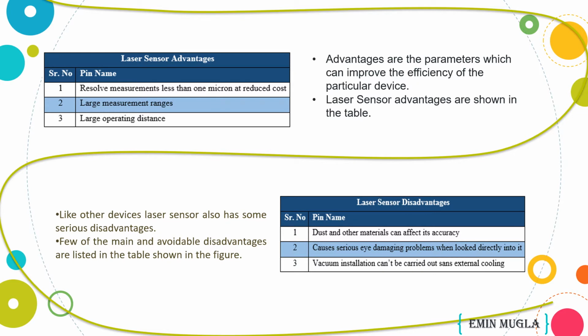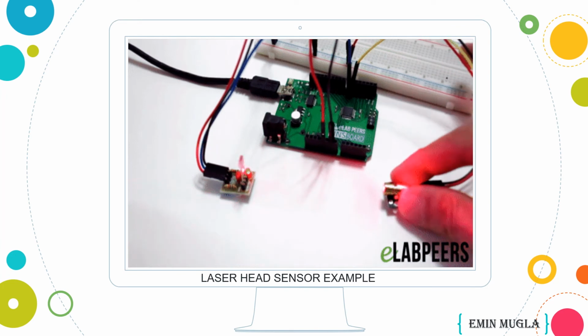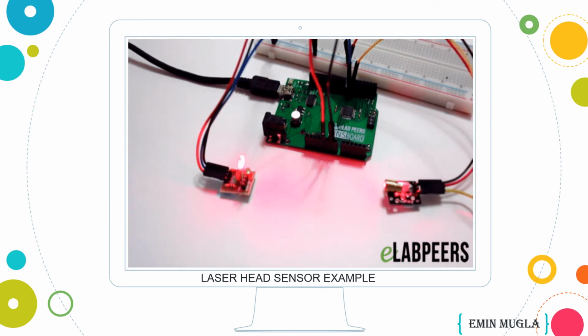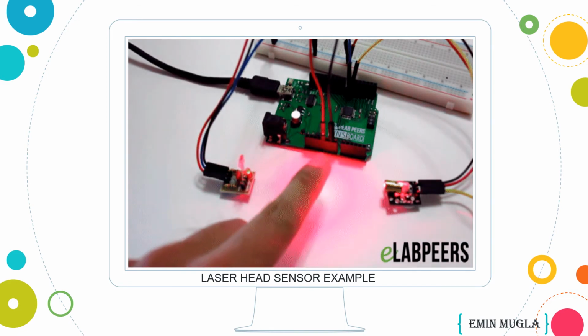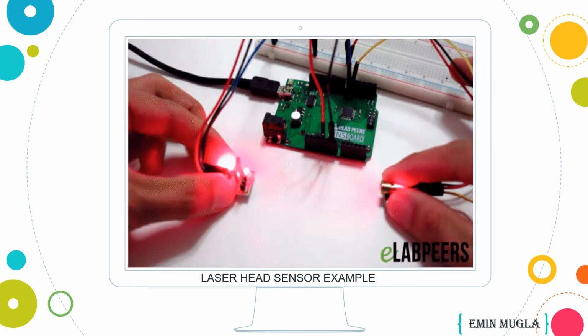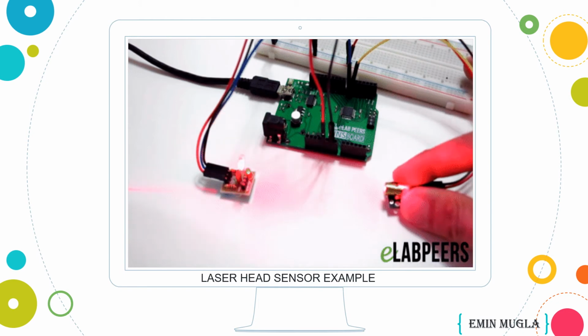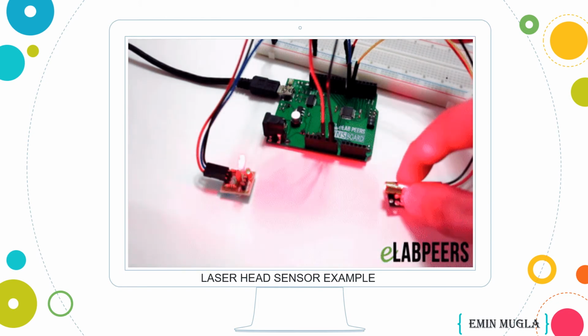The first one, dust and other materials can affect its accuracy, and it can cause serious eye damage when looking directly into it. Vacuum installation can't be carried out since it requires external cooling. As we see in the video, there's an example. So for the laser, it shows for the sensor.